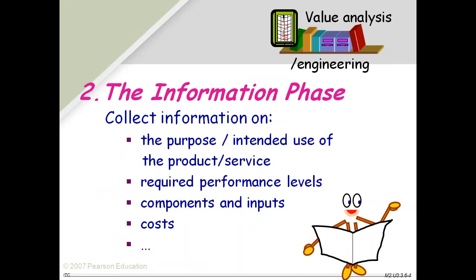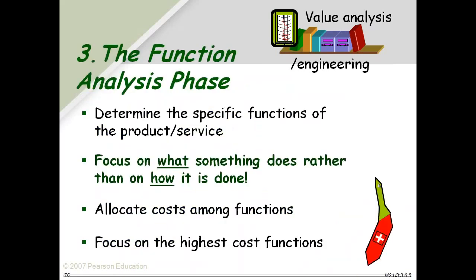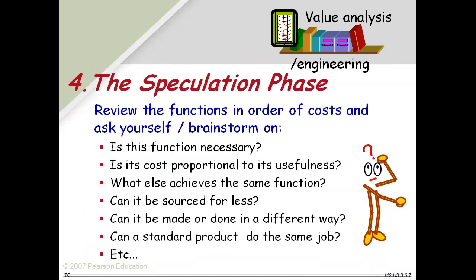Information phase. I collect the performance requirements. I collect the inputs. I collect the cost part of it. That's the information. Then function analysis. Okay guys, in my case, if I'm taking a handle, why do I need copper around it? The function of copper is what? Just to coat, chrome plating. Can I find some other material which can also be coated and serve the same purpose? So the function analysis is important.